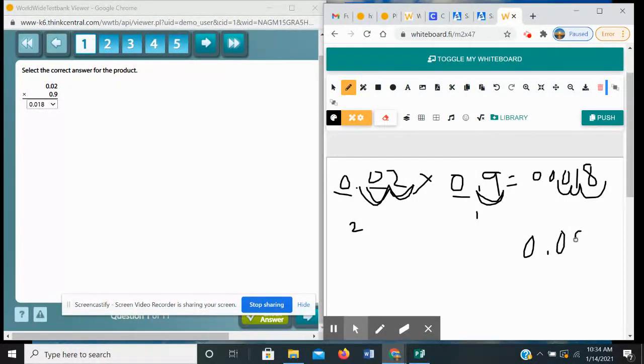Now it has 2 zeros there. Oopsie. You only need the 1. Okay, we don't say 0, 0, 18,000s. It's 18,000s and we just have 1 zero there.